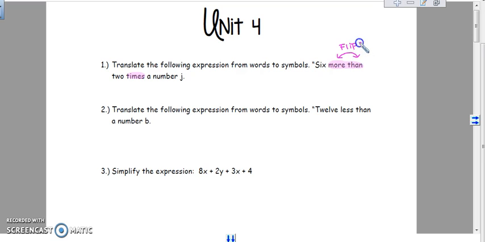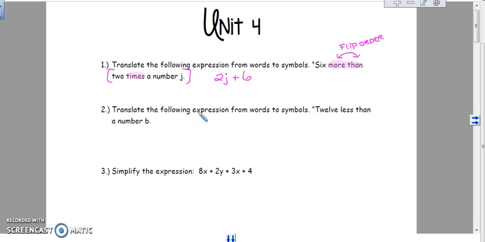Anytime we see the word than, we have to change our order. So since this is up front, now it's going at the back. So let's work with this first. 2 times a number, j. So 2 times j. Now more than is plus 6. So we kind of read it backwards. 2 times a number, j, plus 6. Perfect. 6 more than 2 times a number.